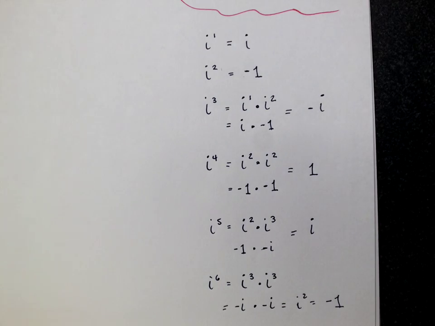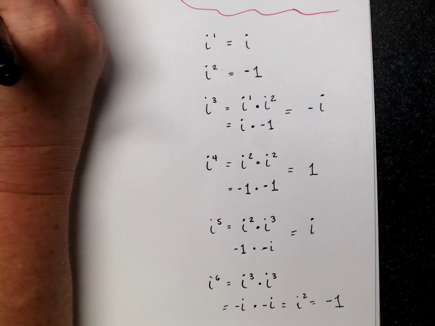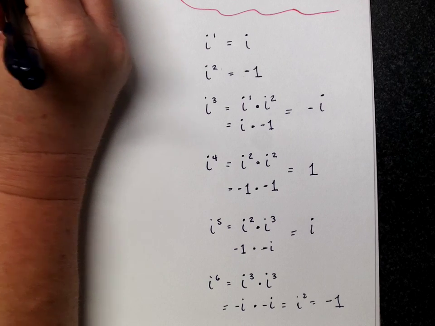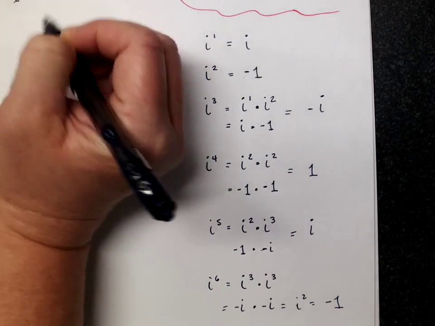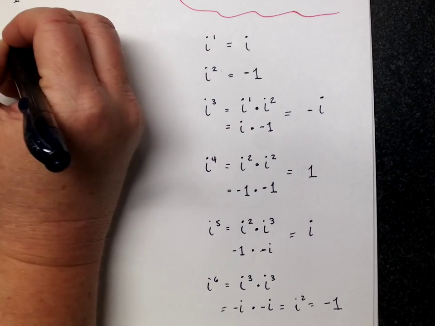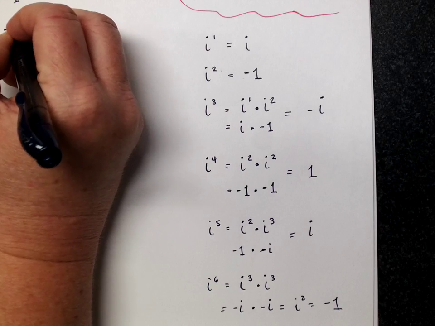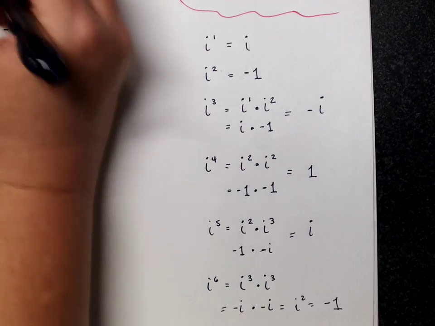Okay? So let me sum it up here. The basic powers you need to know are i to the 1, of course, is i, and i squared is equal to -1. i cubed is equal to -i, and i to the 4th is equal to +1.